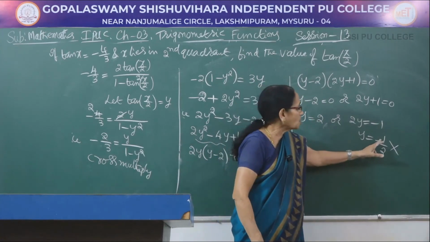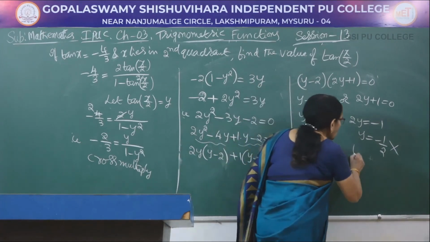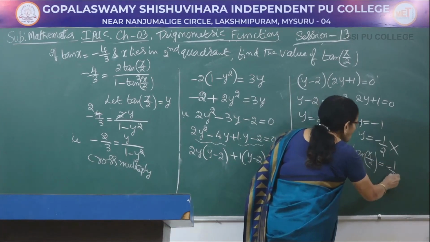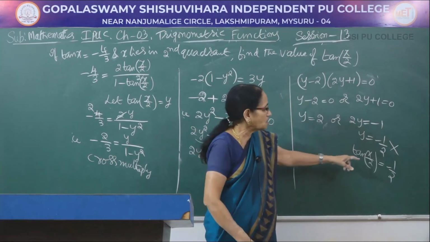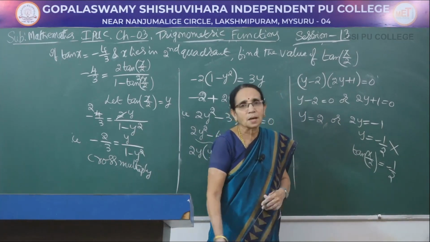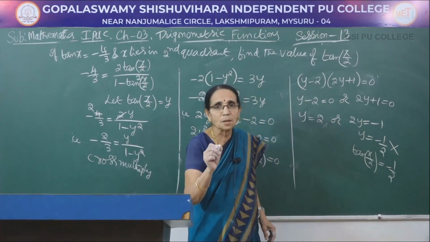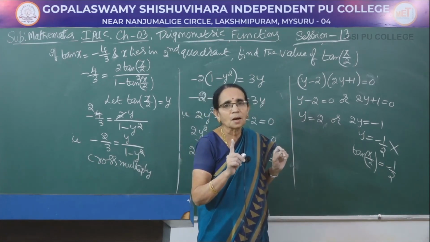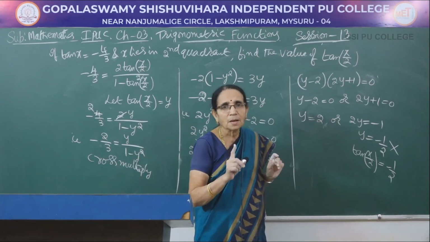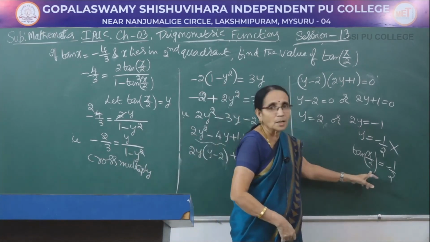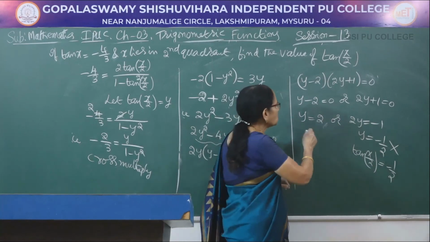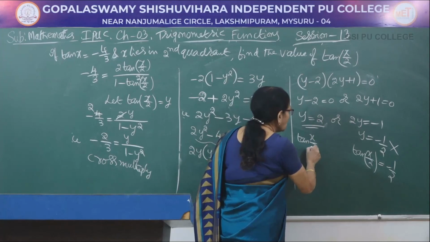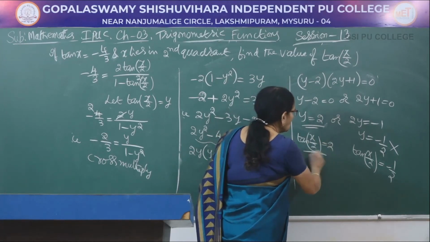What is the reason? y equal to minus half, or you can write y means it is tan of x by 2 equal to minus half. You have to give the reason. Tan x by 2 equal to minus half cannot be taken into consideration. What is the reason? Since x lies in the second quadrant, x by 2 lies in the first quadrant where tan is positive. Therefore, this value is ruled out. Now, what is remaining? This one. What is y? You write, therefore, tan x by 2 is equal to 2.